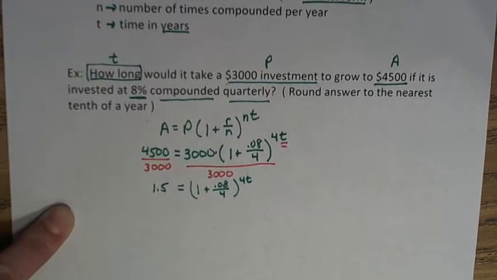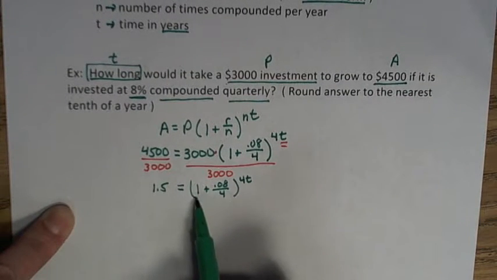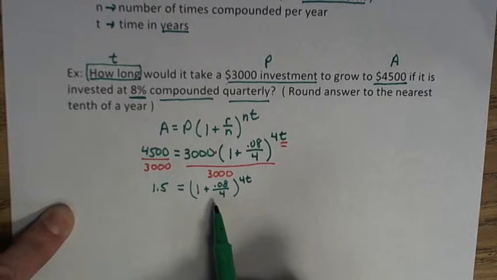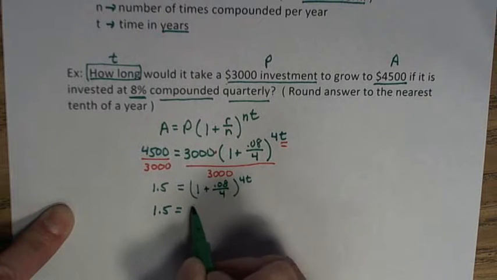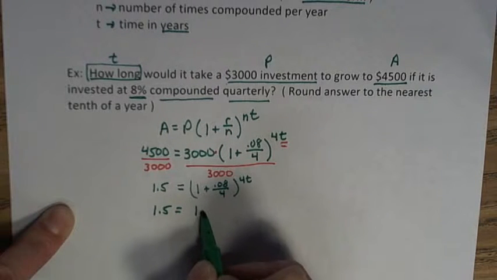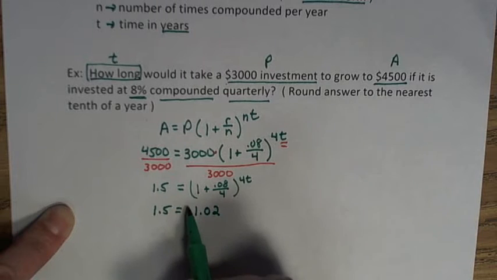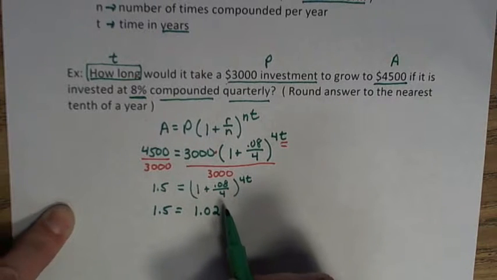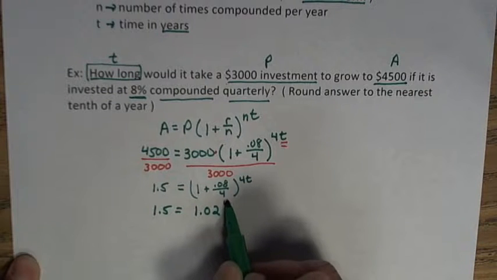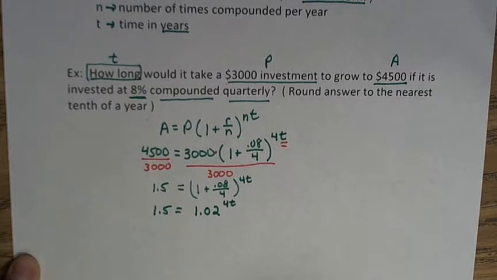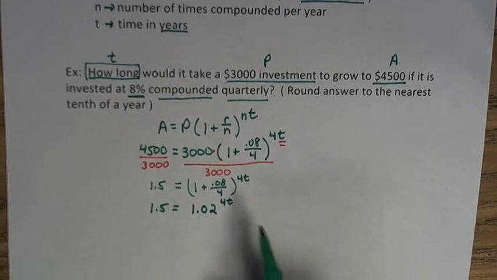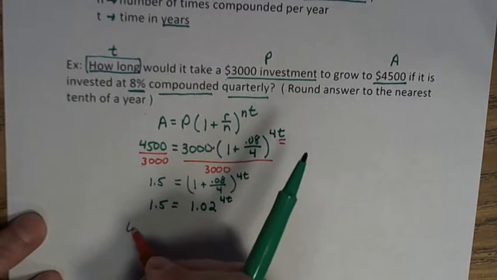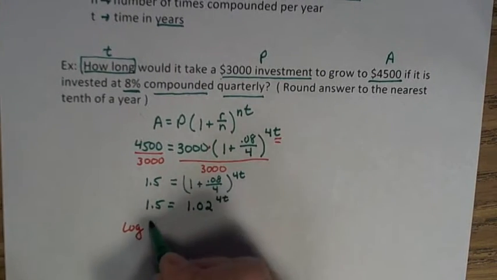Well, it would be a little bit easier if I also could simplify what's inside the parentheses, and you could even use your calculator to do that if need be. But that simplifies down to 1.02, and so now I've got 1.5 equals 1.02 raised to the 4t. So how do I go about solving that? Well, if I want to move that variable out of the exponent, I need to take the log of both sides. We've talked about that before.